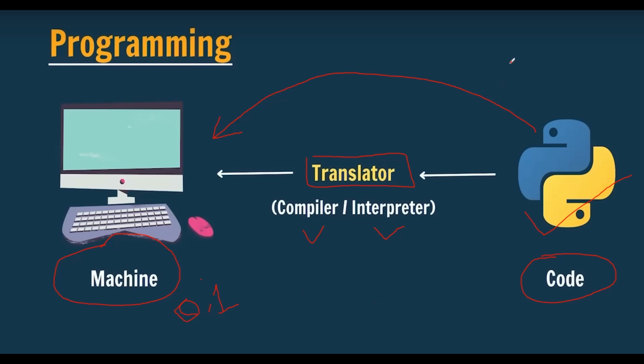There are also many programming languages like Java, C, C++, JavaScript and so on. But in this series, we will be using the Python programming language. Guys, what is this translator? This translator is used to convert high level languages, which is Python, into low level or machine level languages.